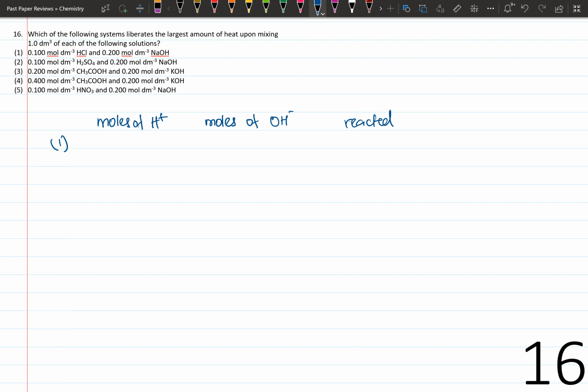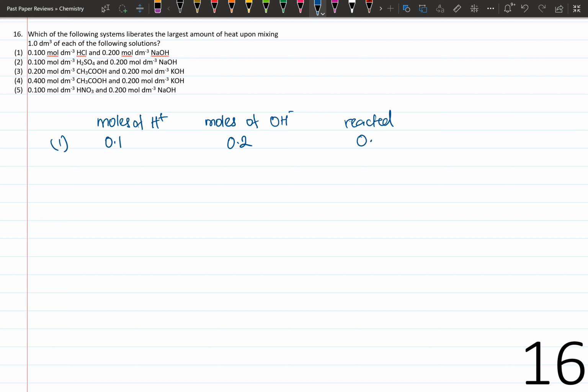Question number 16. Which of the following systems liberates the largest amount of heat upon mixing 1 cubic decimeter of each of the following solutions? The enthalpy of neutralization between a strong acid and a strong base is minus 57.6 kilojoules per mole at 25 degrees Celsius. If either the base or the acid is weak, the energy released will be less than if both solutions were strong. So in 1, we have 0.1 moles of HCl, which is a strong acid, with 0.2 moles of sodium hydroxide, which is a strong base.